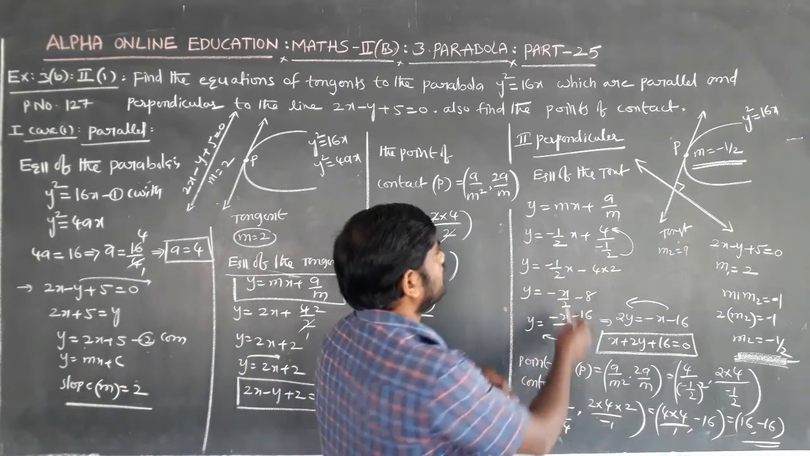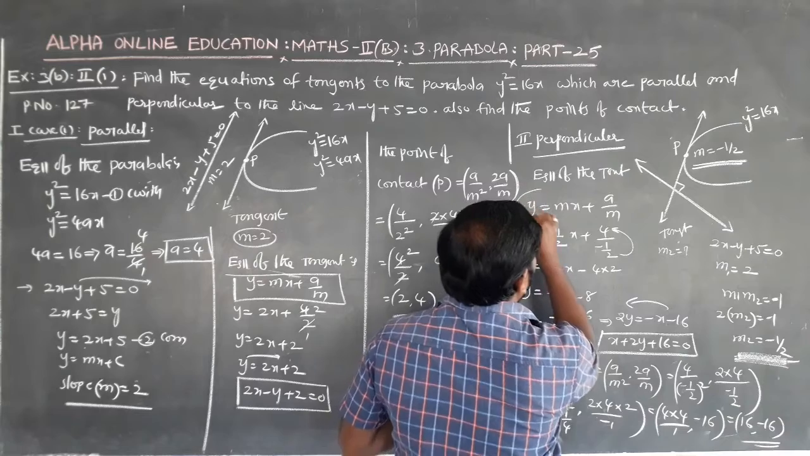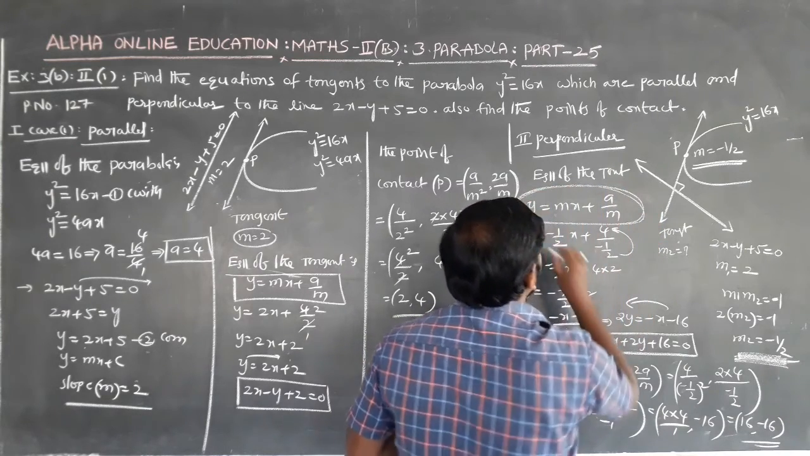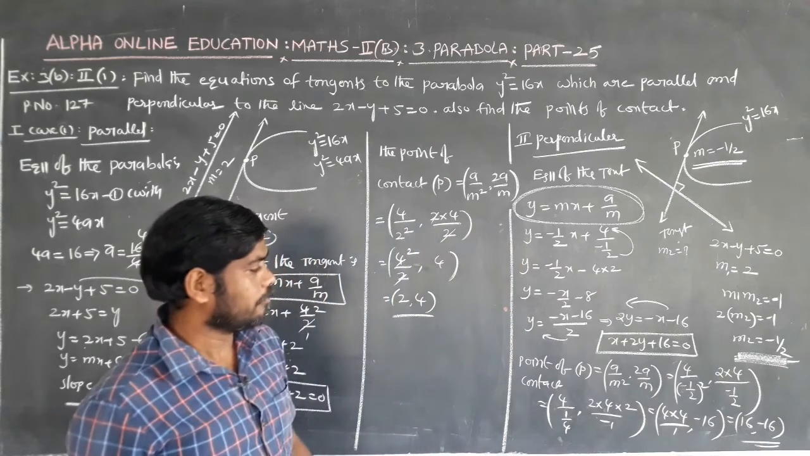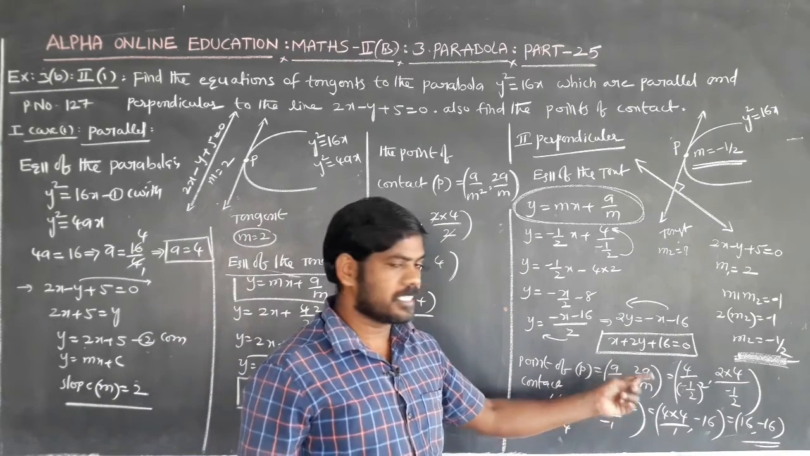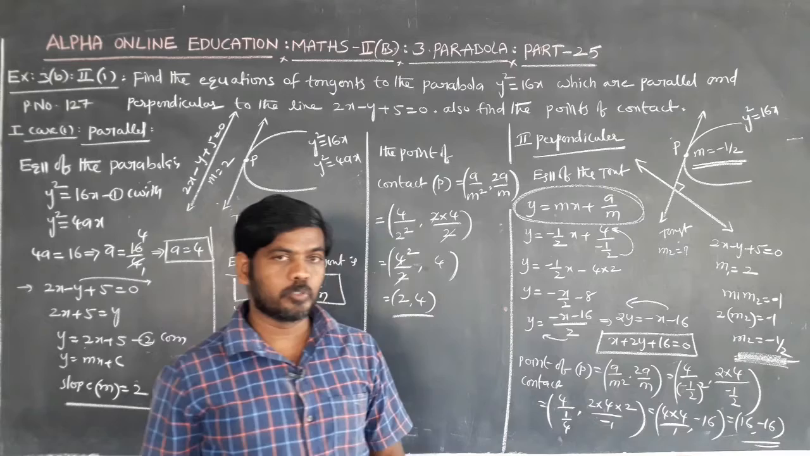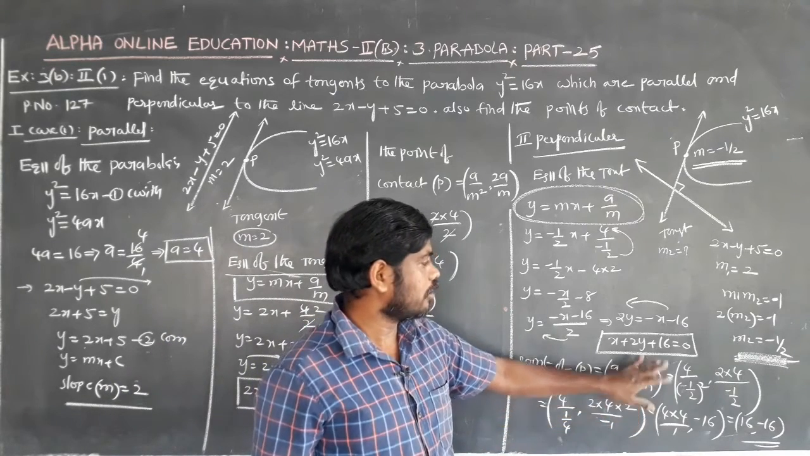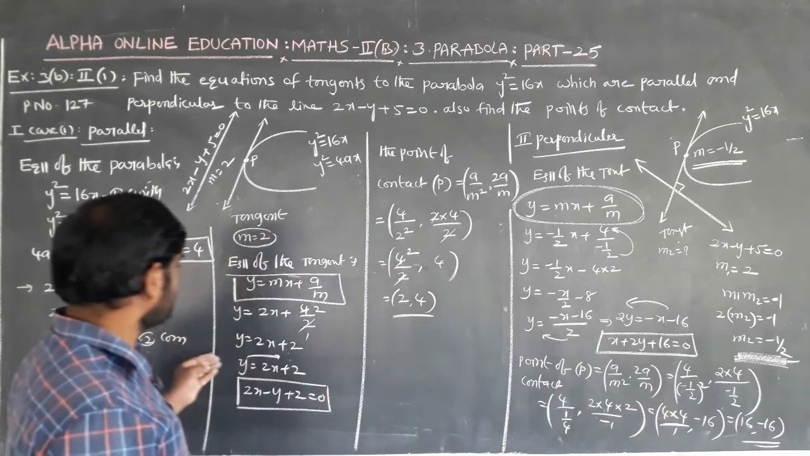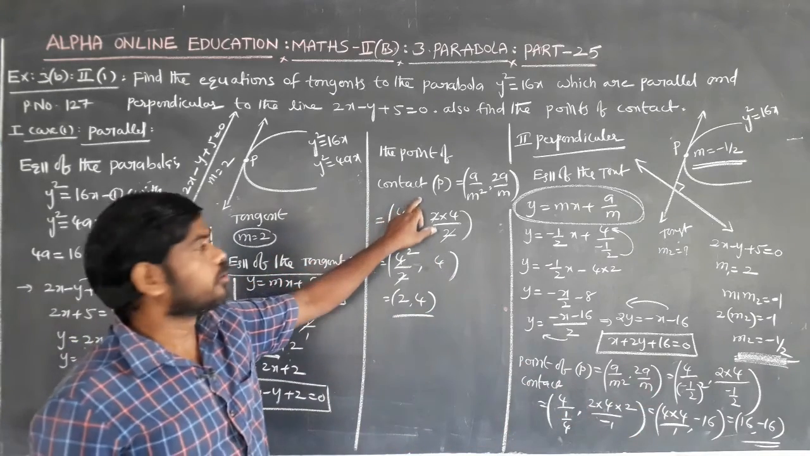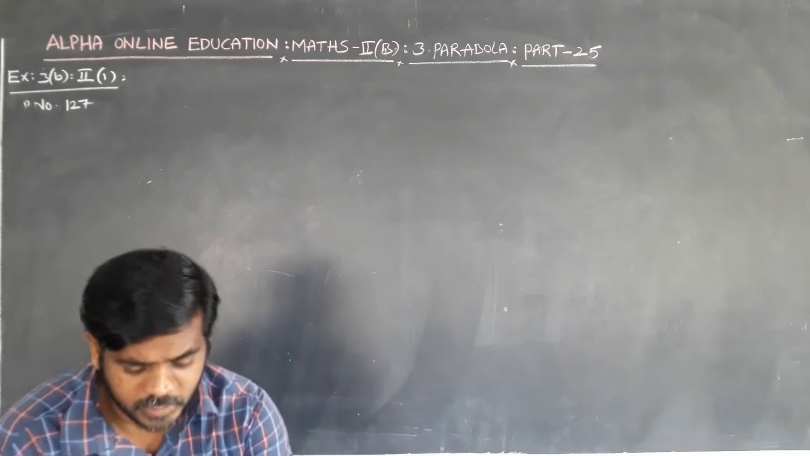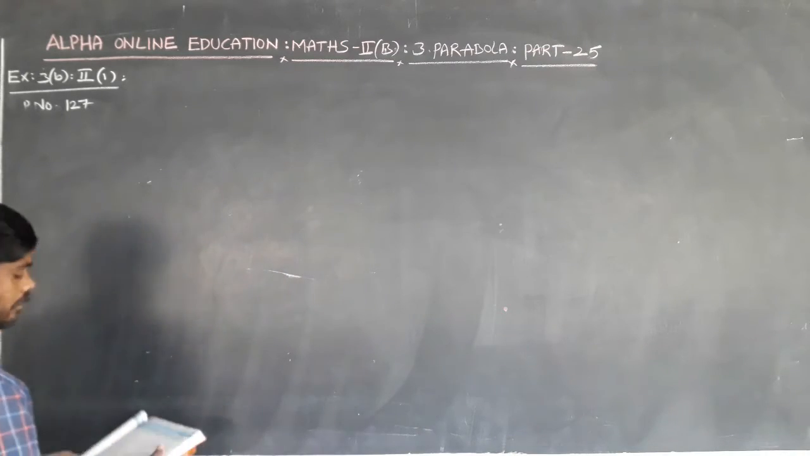So the equation of the tangent having slope m is y = mx + a/m. Here the point of contact is (a/m², 2a/m). Here substitute m = -1/2. In the parallel case, substitute m = 2. This is the process. Next one is exercise 3b.